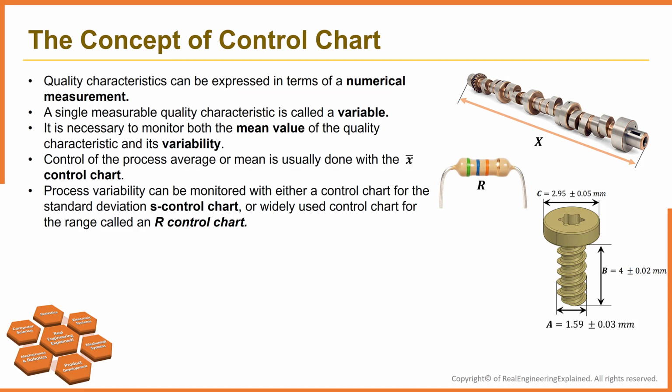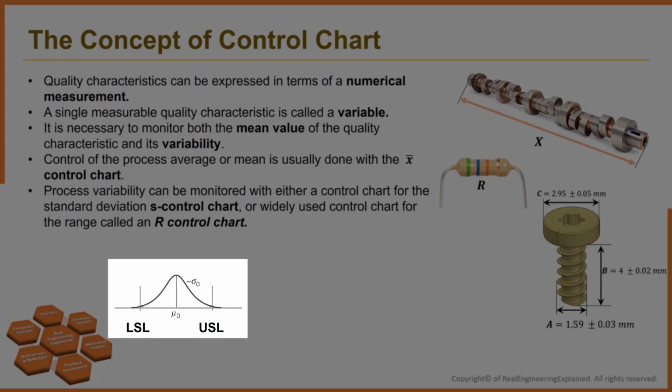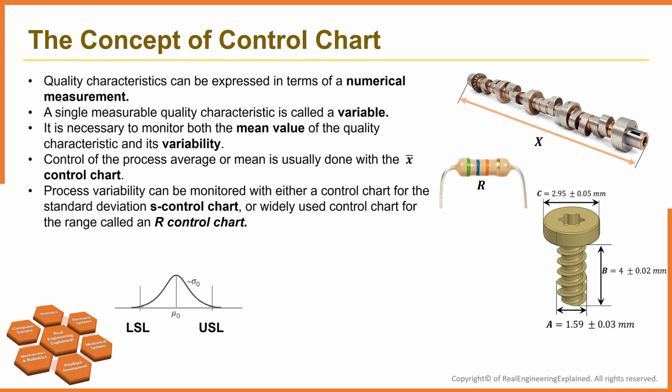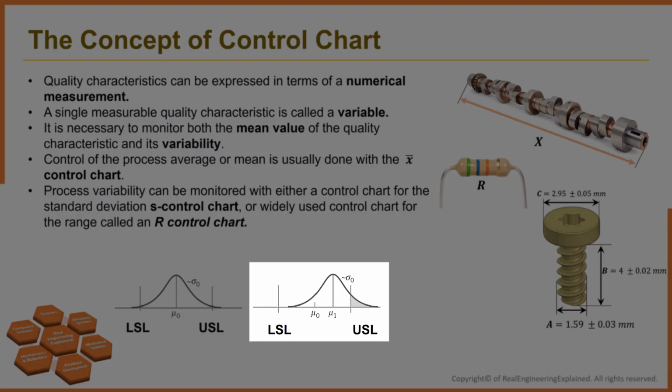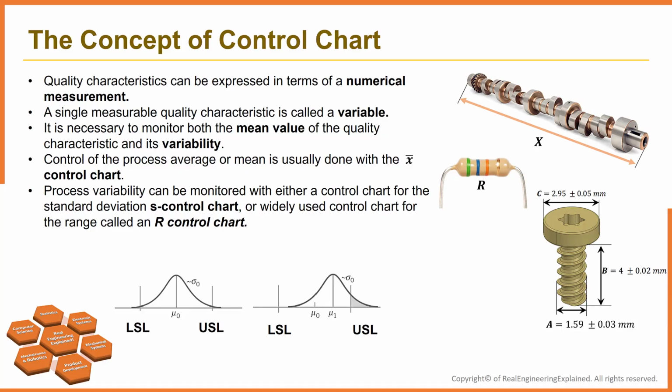It is important to maintain control over both the process mean and process variability. For example, in this figure, both the mean and standard deviation are in control at their nominal values. Most of the process output falls within the specification limits. In this figure, the mean has shifted from μ0 to μ1, resulting in a higher fraction of non-conforming products and higher failure rates.